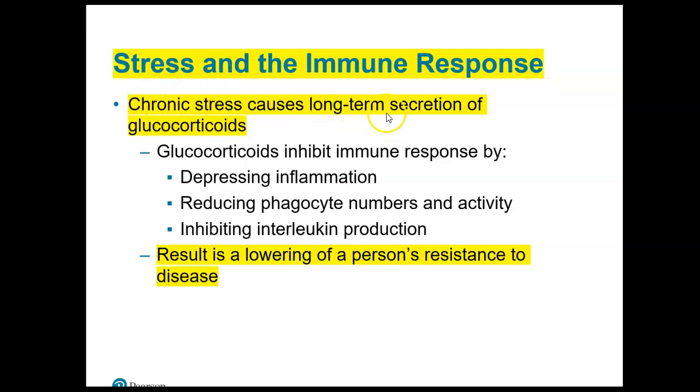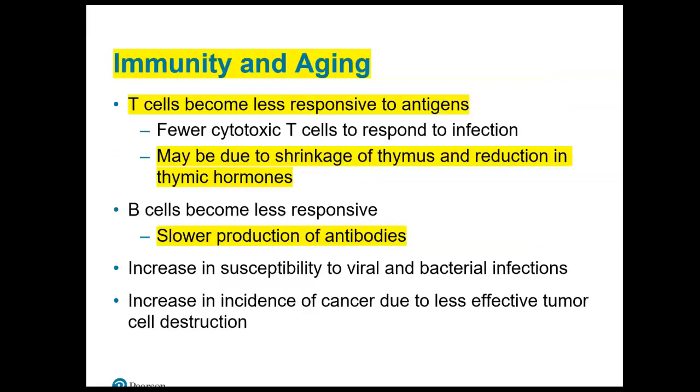So stress and the immune response. Chronic stress causes the long-term secretion of glucocorticoids. And one of the glucocorticoids you might recognize is called cortisol, the stress hormone. It has combined effects, but it lowers the person's resistance to disease.